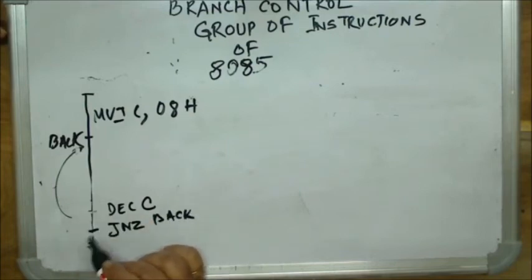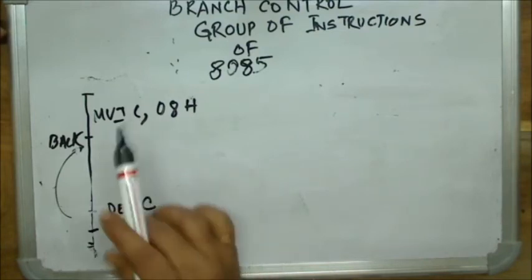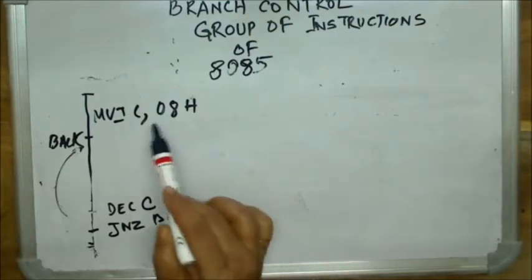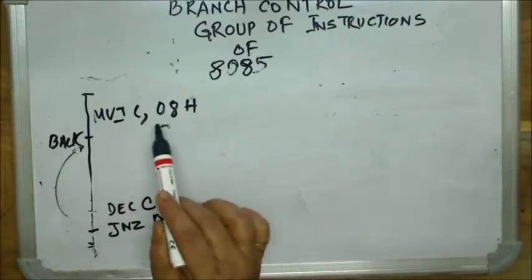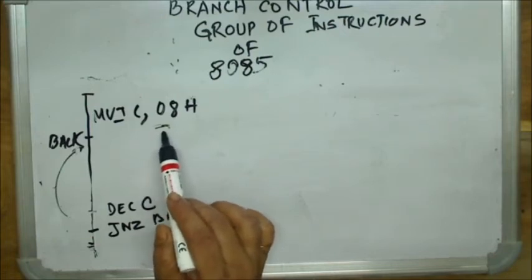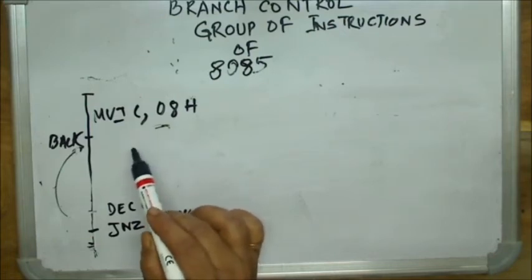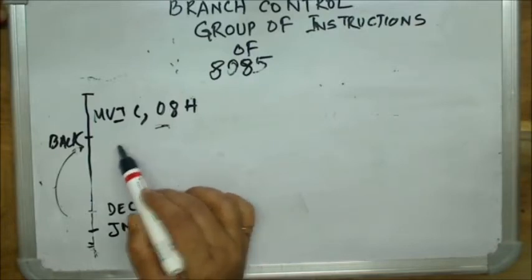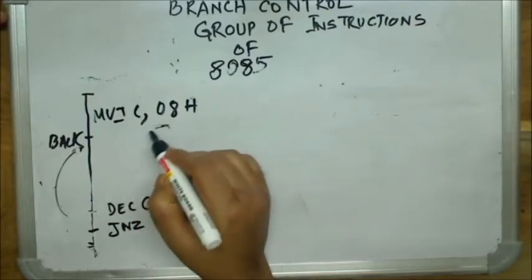So what I want to do, I want to run this loop 8 times. So I have initialized the counter C for 8 times. Exactly, so here there will be 8 iterations. And after the complete MVI C, 08.